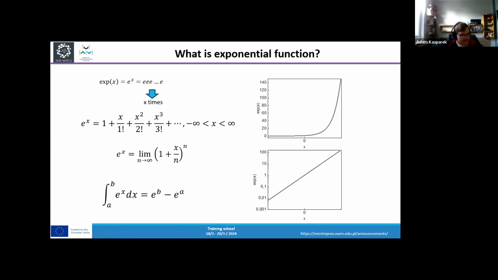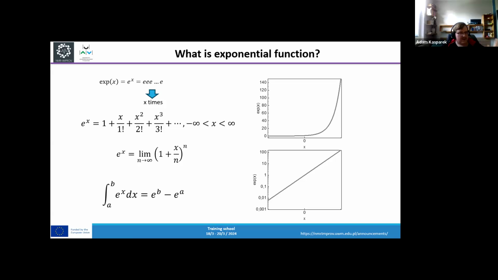And the most important reason why we're using this exponential function is that the derivative of e up to x is also e up to x. Therefore, when we do an integral, it is very easy. Because of these properties, it is probably one of the most important functions in existence.